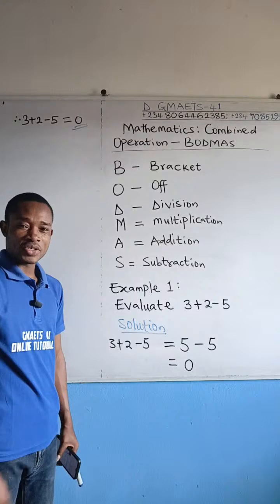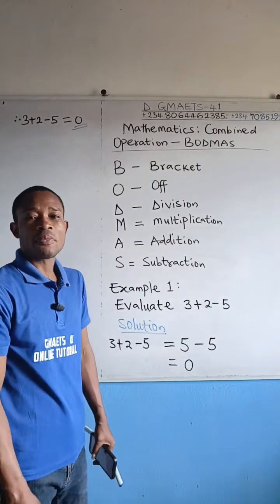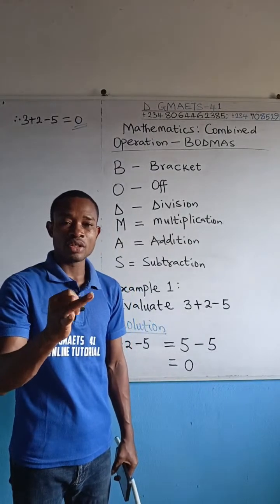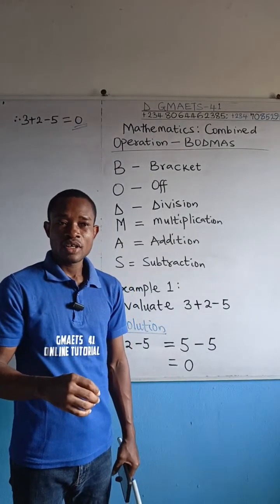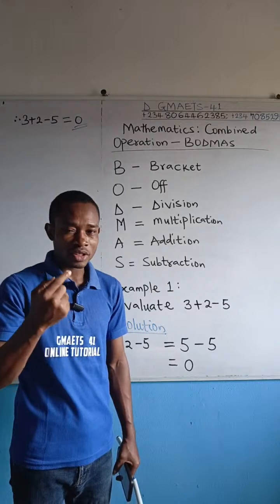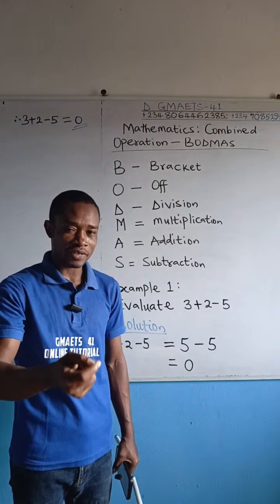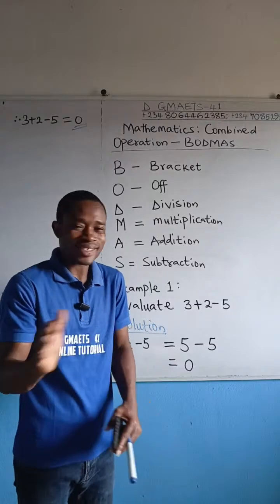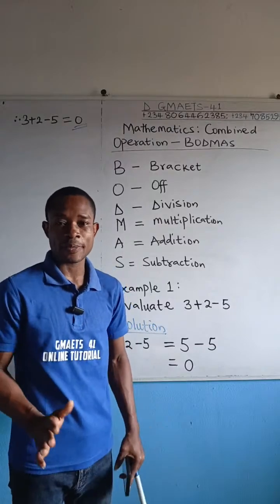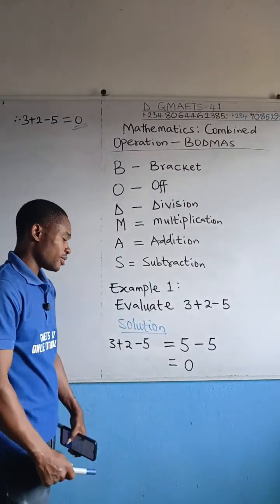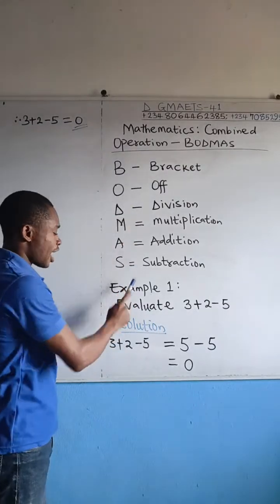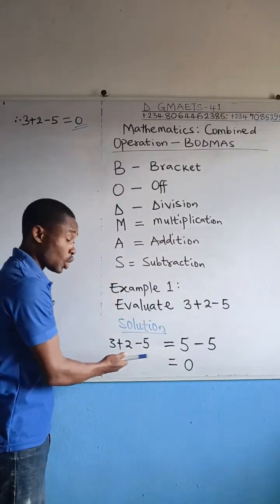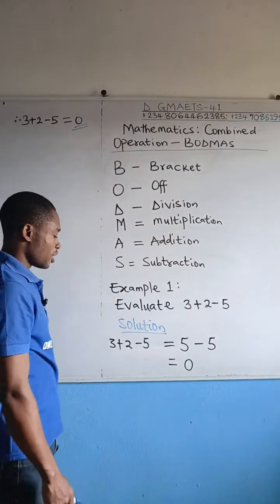I hope you understand this, right? But there is something important I want to tell you. Addition and subtraction go hand in hand. If I give you addition and subtraction, the truth is you can do any one of them first, because addition and subtraction are directly opposites, so they operate together. Why am I saying this? Following BODMAS, I have to do A before S, which is what I've just done here. But let me show you something.